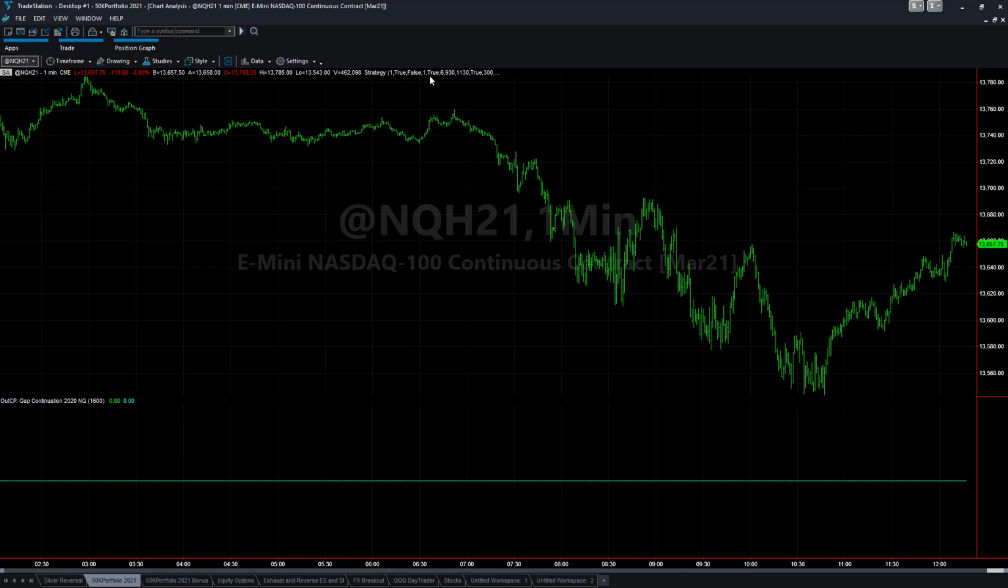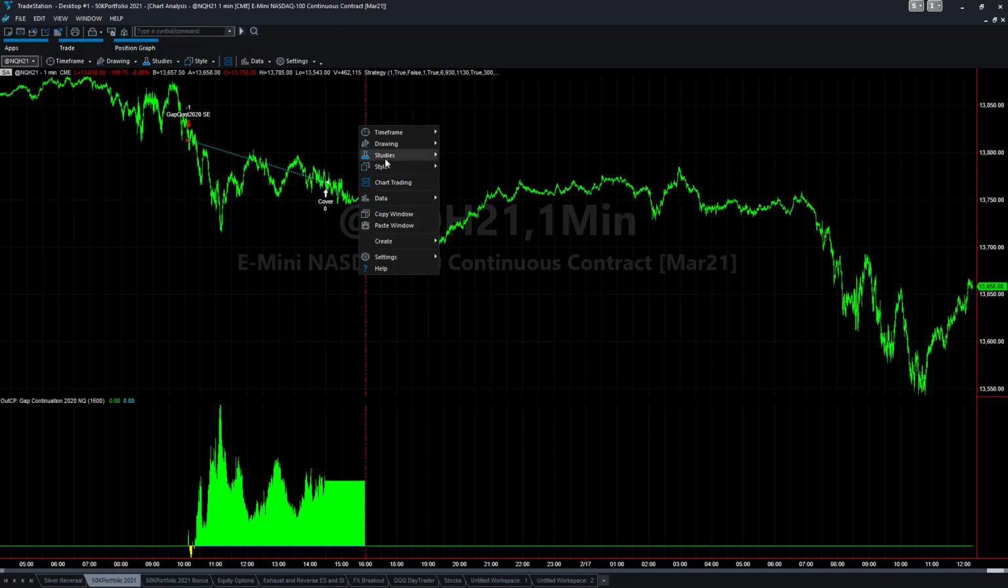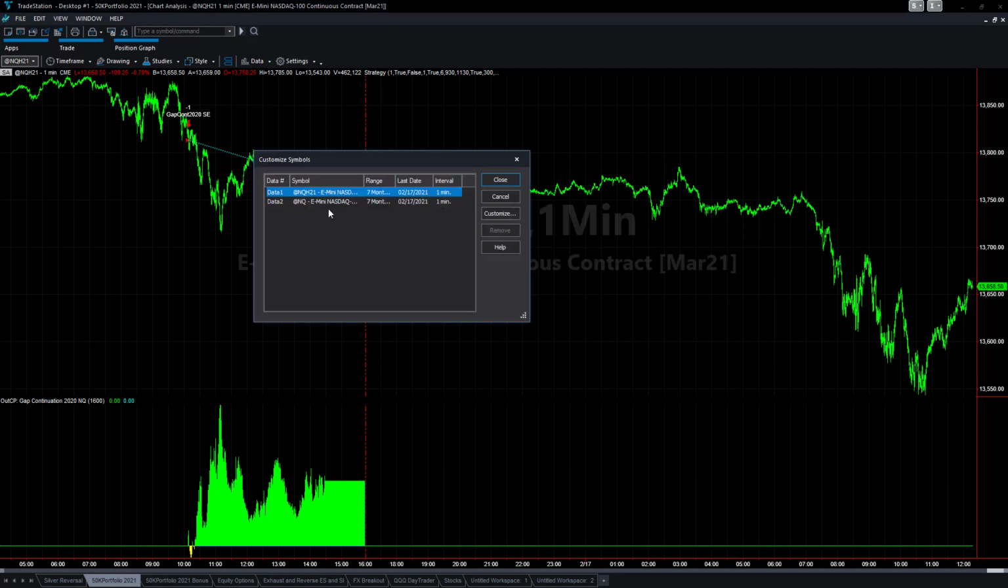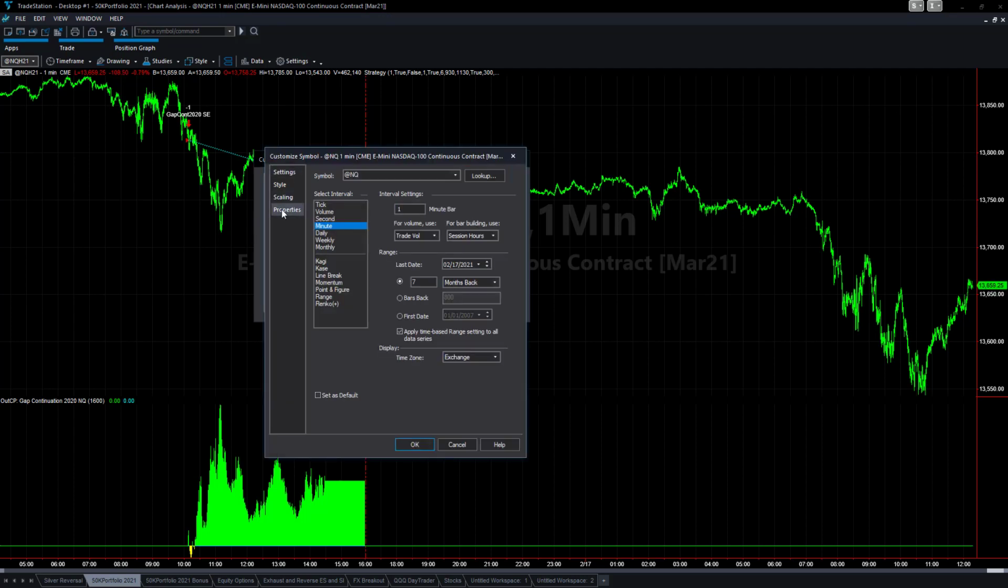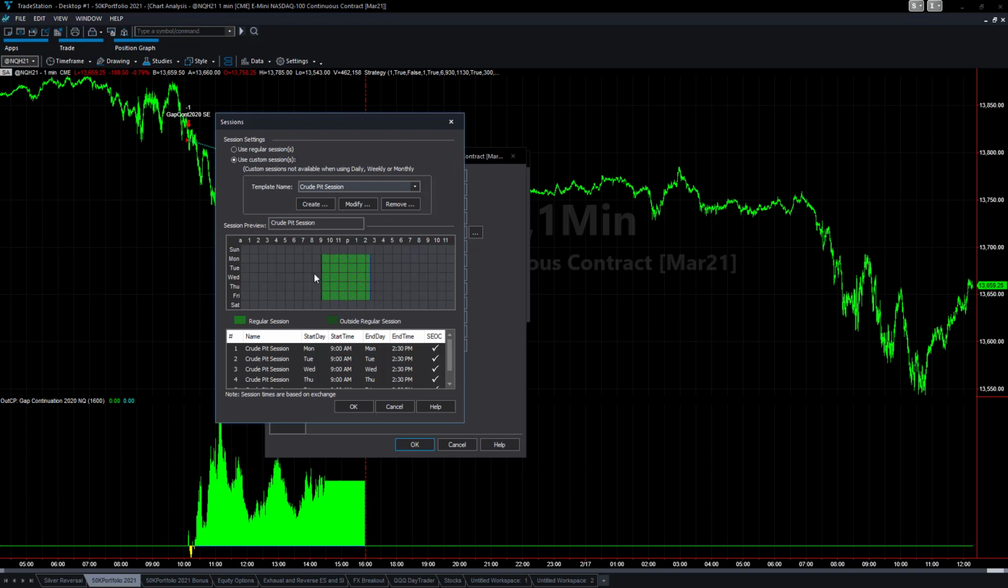Now this uses the 24-hour session. It is on exchange time. If you right-click data, edit symbol, you'll see a data 2 here, and if you go to properties, you can see it uses the Crude pit session, which is really just 9 a.m. to 2:30 p.m. and it's based on exchange time. So even though it says Crude pit session, it's based on exchange time, so it's really 9 a.m. to 2:30 p.m. Eastern Standard Time for my computer, but really it's actually Central Standard Time.